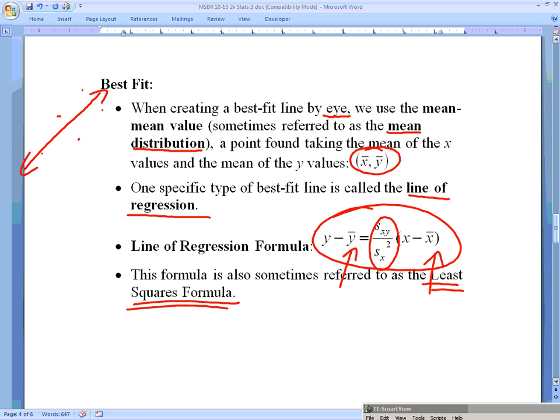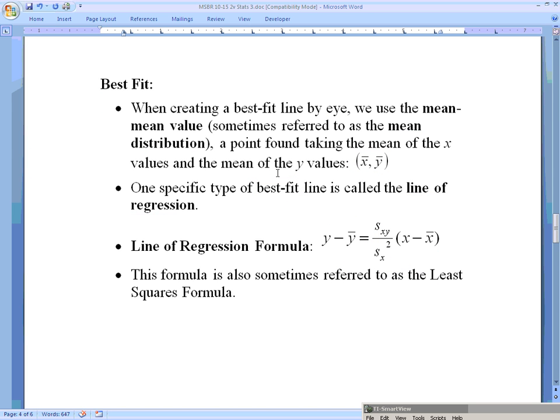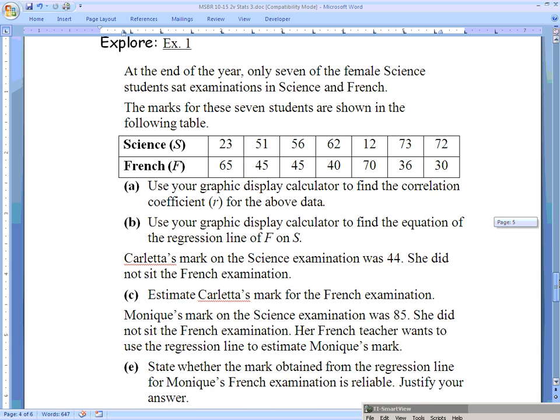The old IB test used to sometimes call it the least squares formula, but these days it's pretty commonly referred to as the line of regression, which is a type of best fit. So if they ask for the best fit line, again, they mean the line of regression. Again, it does go through the mean value. And again, we'll be using this to make some predictions. The last thing I'd say is that you'll be using technology to get that, and I will show you how to use that technology coming up right here.